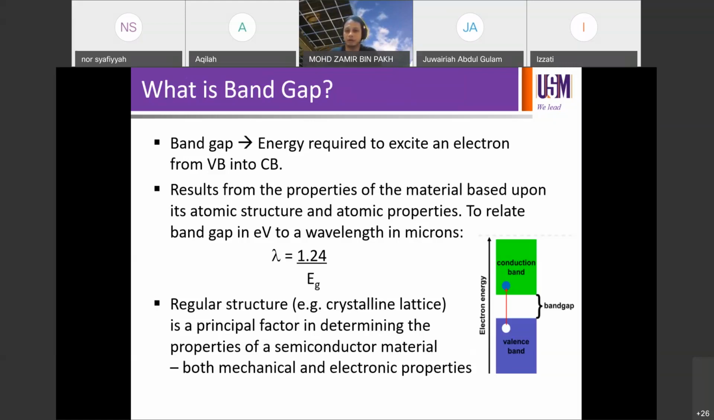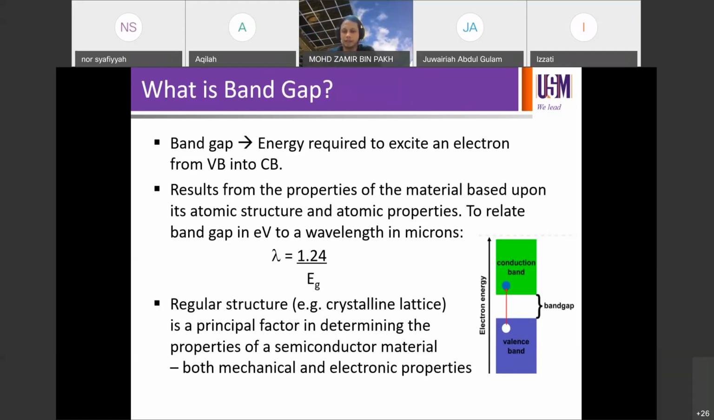You can see here on the y-axis, if you look at this band diagram, the valence band sits at the bottom and the conduction band sits on the top. There's a gap in between that we call the forbidden gap or band gap. Electron energy is on the y-axis, so the vertical axis represents the energy required for us to excite the electron in the valence band into the conduction band. It has to cross the forbidden gap, the space in between, and that is called the band gap, right?